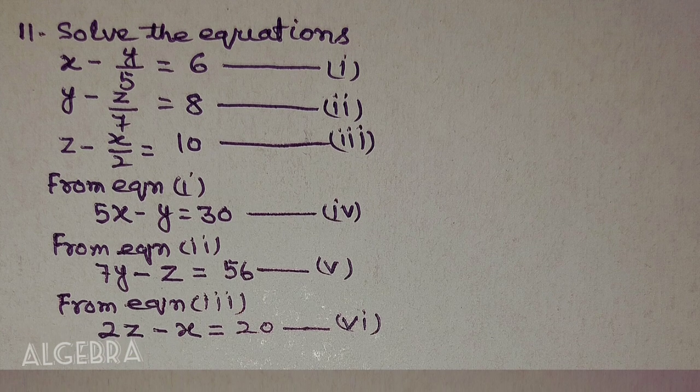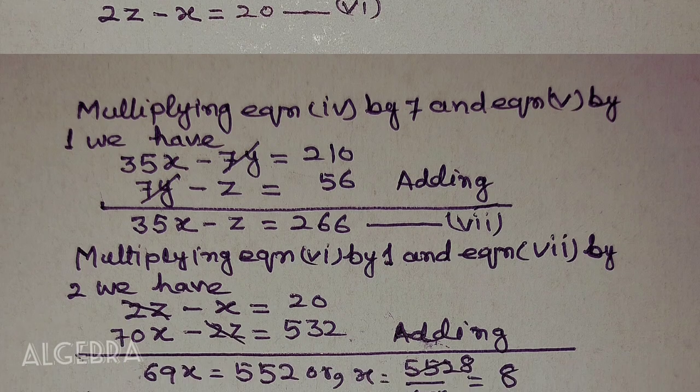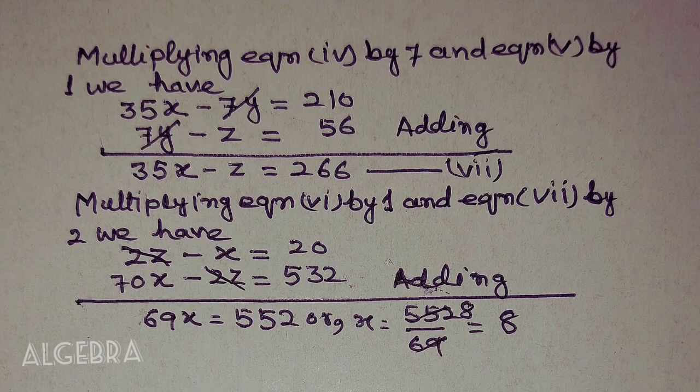Equation 6. Multiplying equation 4 by 7 and equation 5 by 1, we have 35x minus 7y is equal to 210 and 7y minus z is equal to 56. Adding, 35x minus z is equal to 266. Equation 7. Multiplying equation 6 by 1 and equation 7 by 2, we have 2z minus x is equal to 20 and 70x minus 2z is equal to 532.